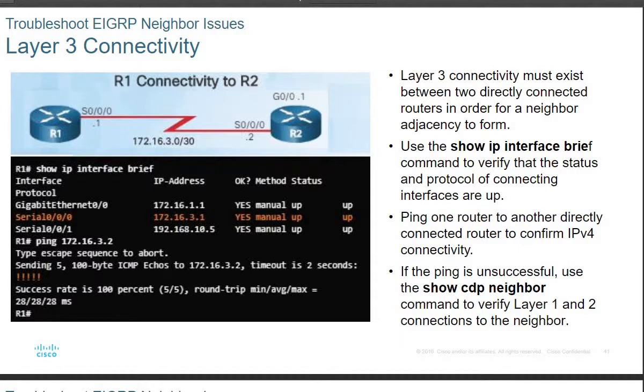Troubleshooting EIGRP Neighbor Issues: Layer 3 Connectivity. Layer 3 connectivity must exist between 2 directly connected routers in order for a neighbor adjacency to form. Use the show ip interface brief command to verify that the status and protocol of connecting interfaces are up. Ping one router from another directly connected router to confirm IPv4 connectivity. If the ping is unsuccessful, use the show cdp neighbor command to verify layer 1 and 2 connections to the neighbor.